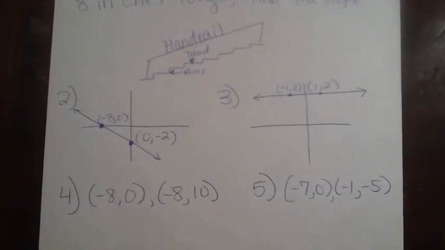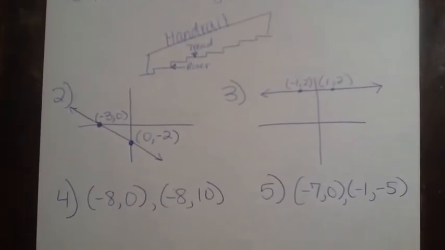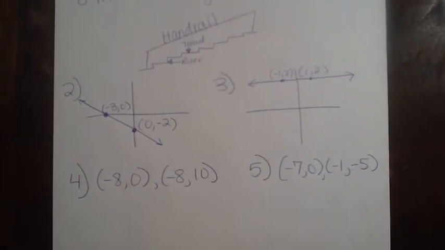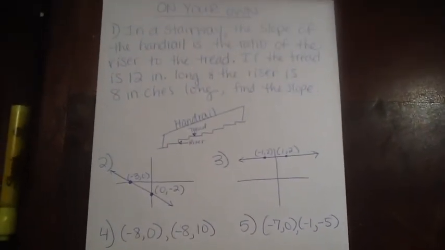For numbers 2 and 3, you're going to look at a graph, use those 2 points, and find the slope. In numbers 4 and 5, you're given 2 points each, and you need to find the slope between those. Alright, good luck. We'll see what you get tomorrow.